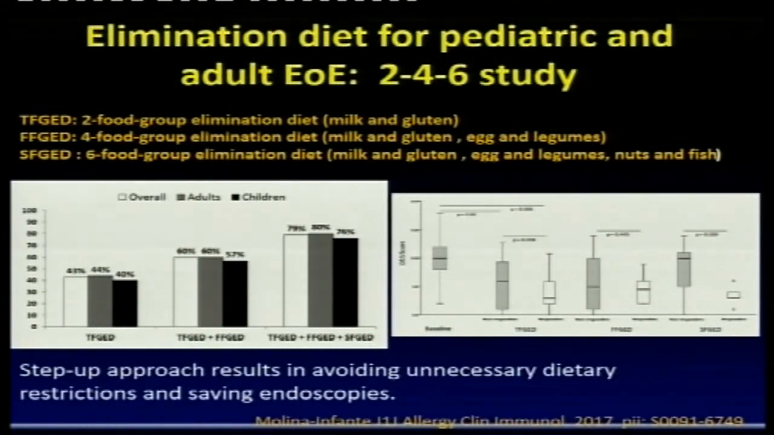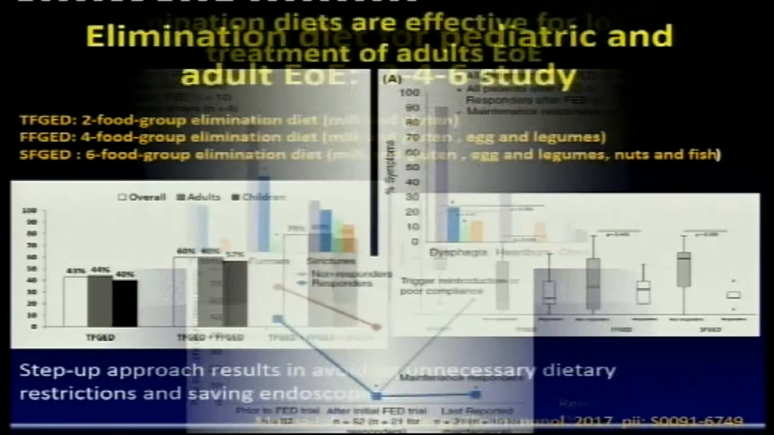Very interesting studies, we call it 2-4-6 studies. This is in both pediatric and adult. First of all, they eliminate milk and gluten, they repeat endoscopy, they induce it, then they add another 2 food allergens, then add another 6 food allergens. It is a little bit advanced because you need to do at least 7 endoscopies in 1 patient. So I think nowadays it is outgrown, they will not do it anymore for this test.